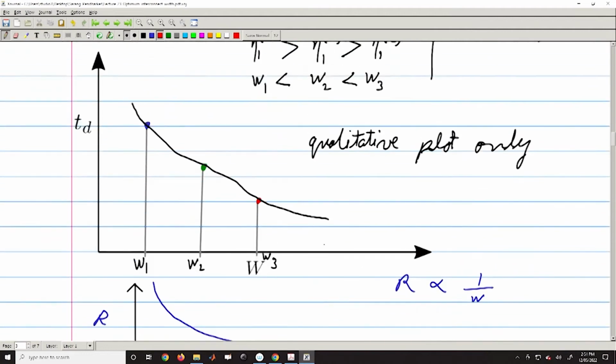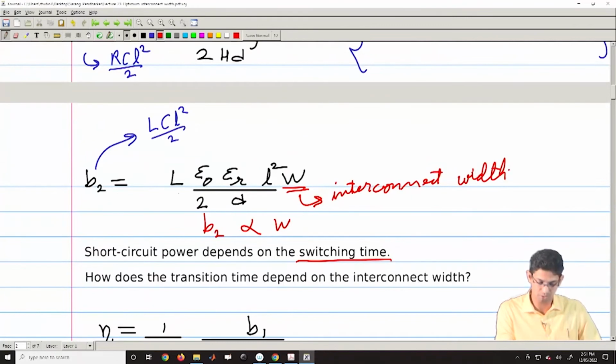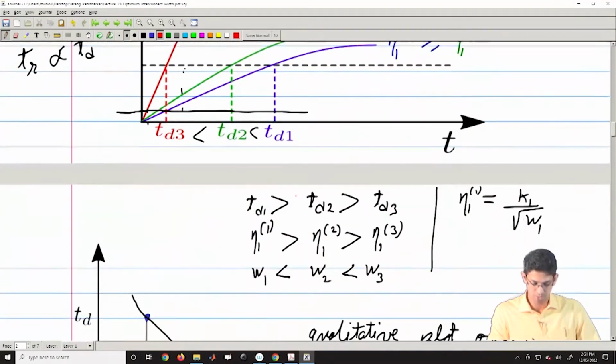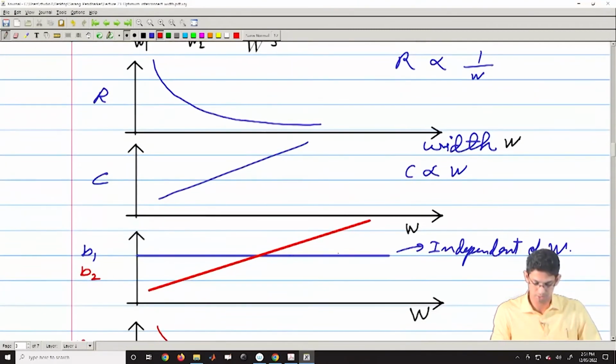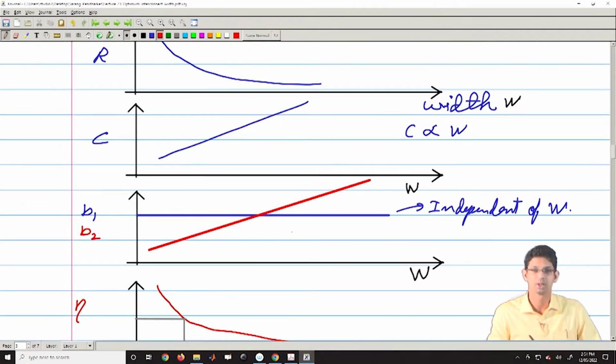So, B2, we had seen the dependence here. Let us confirm that. Your B2 was linearly proportional to W. So, you would have a curve like this, right. So, this will be your B2 shown by red, and this blue curve is B1.